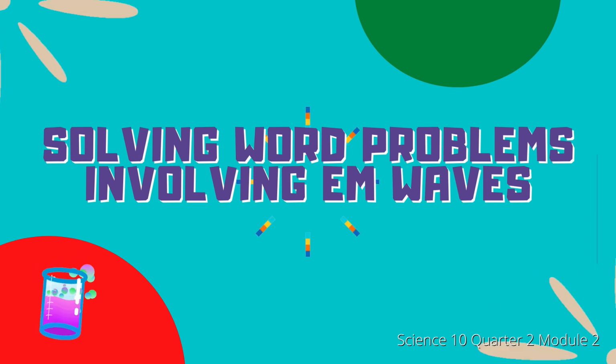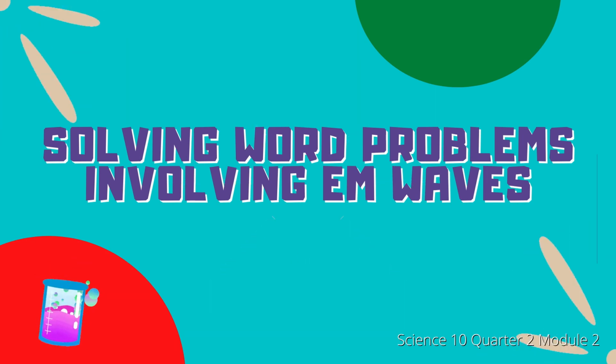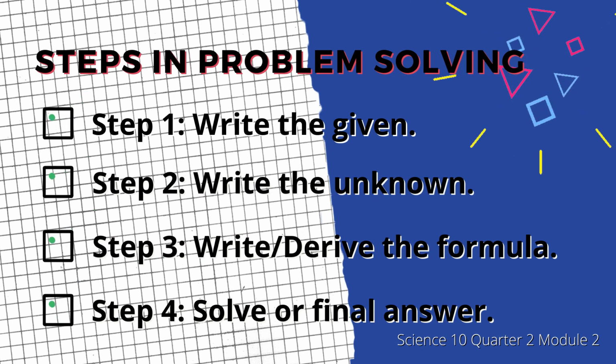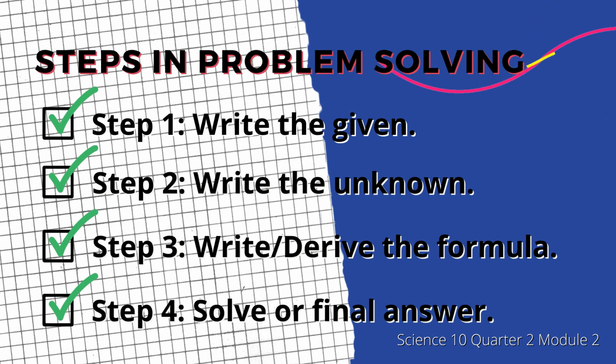Now, we are going to move to the next part of the video module, solving word problems involving EM waves. Remember these 4 steps in problem solving. Step 1. Write the given. Step 2. Write the unknown. Step 3. Write or derive the formula. And step number 4. Solve or final answer.